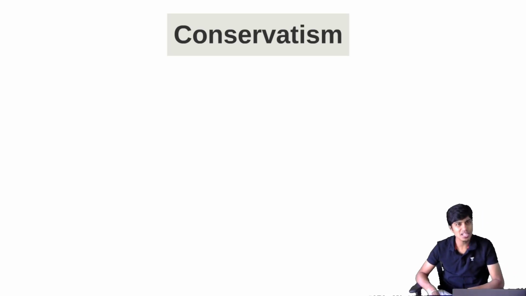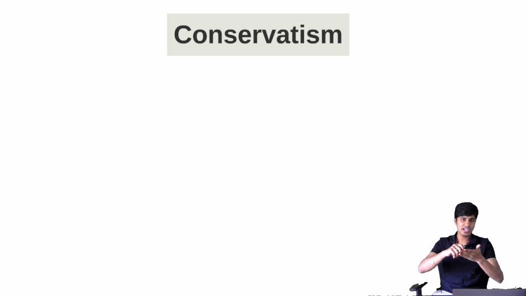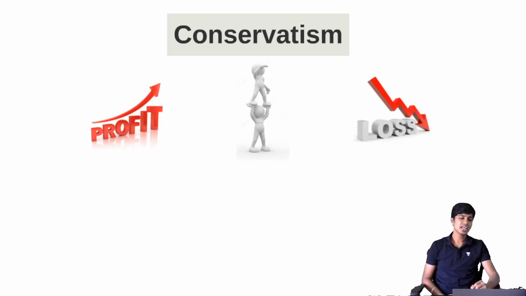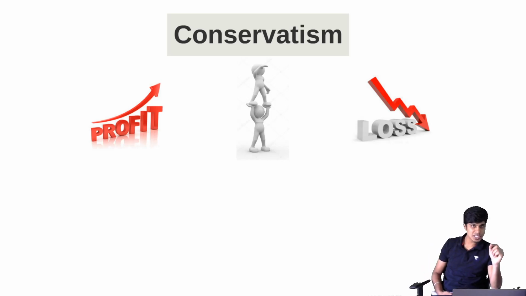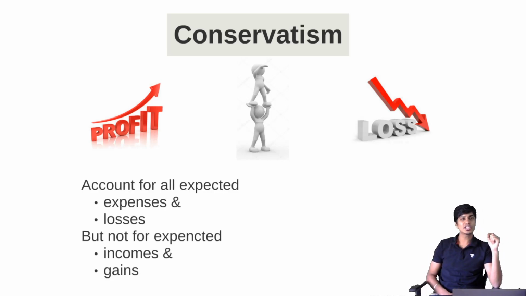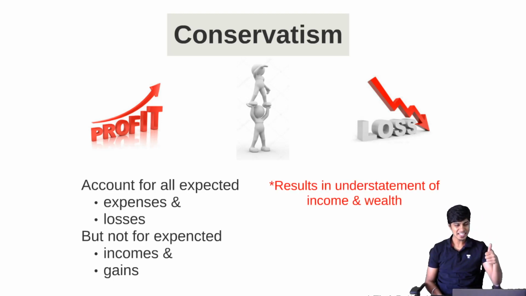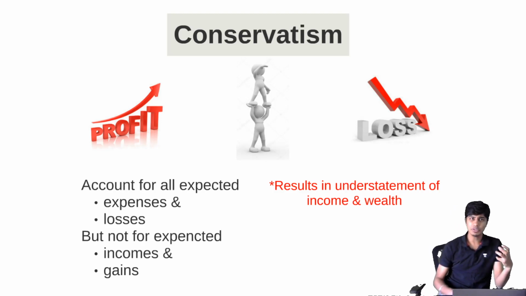What does conservatism say? It says that record transactions which are related to expenses even when you expect them. However, don't record expected incomes. Let's see this. It says account for all expected expenses and losses, but not for expected incomes and gains. And this, my friends, is called conservatism. This will lead to understatement of income and wealth.